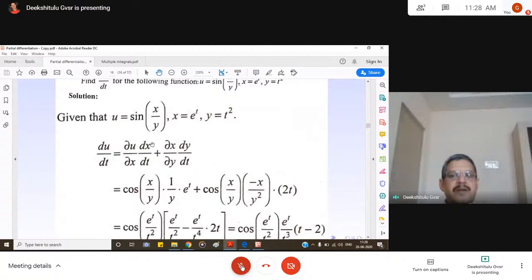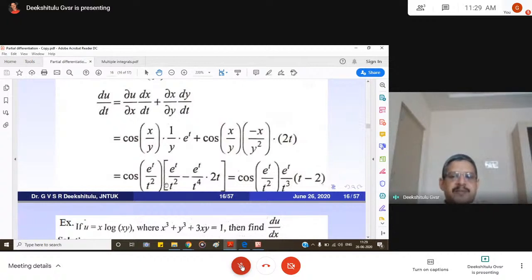What is dx by dt? E power t. Plus dou u by dou y: cos of x by y again, x is a constant, and what is the derivative of 1 by y with respect to y? Minus 1 by y square. And dy by dt is 2t. Okay, so simplify this. That's what we get.